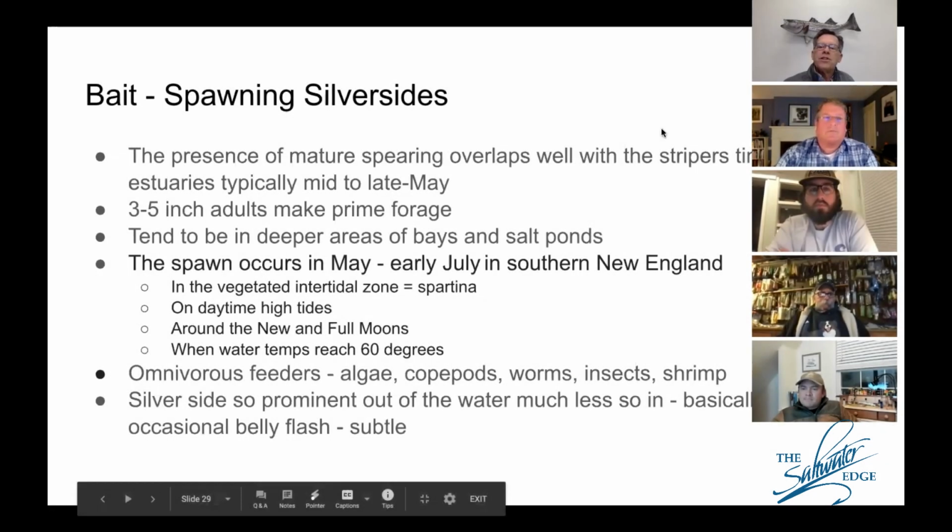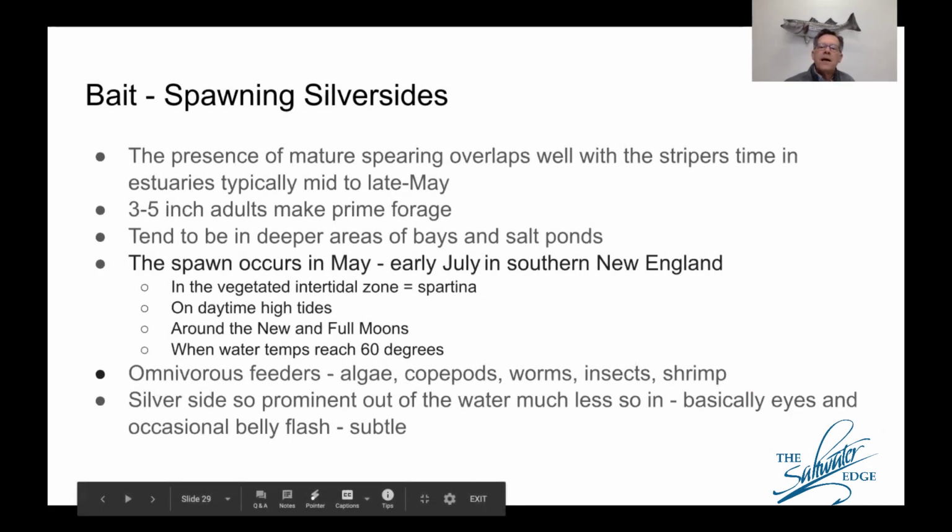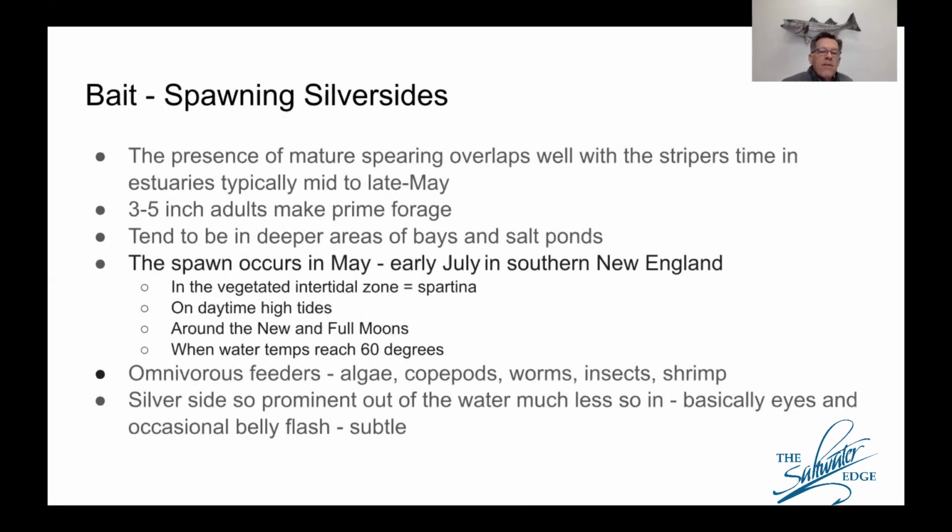The presence of mature silversides sort of overlaps the striper time in the estuary. 3 to 5 inch adults make for prime forage. They tend to be in deeper water, in bays and salt ponds.